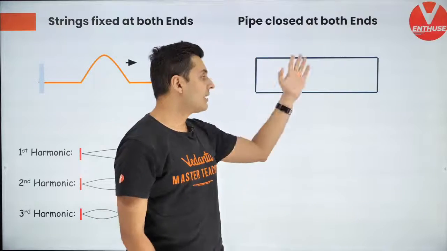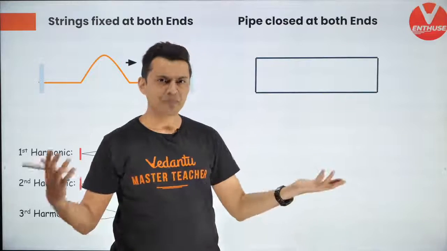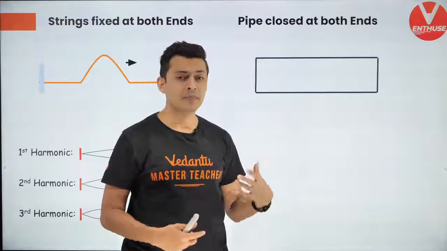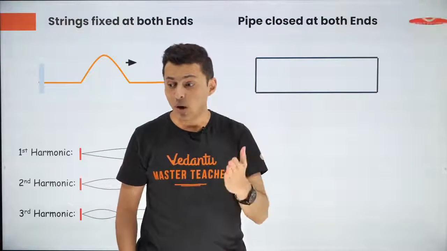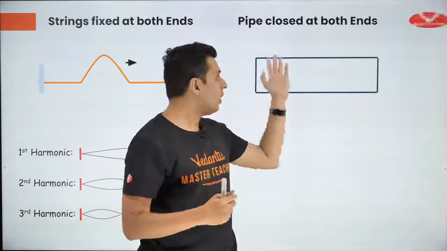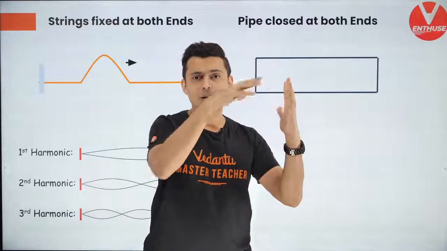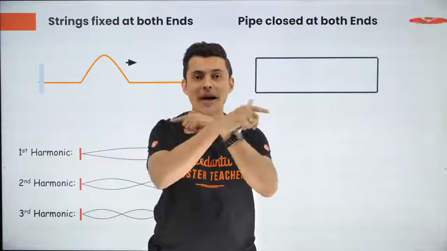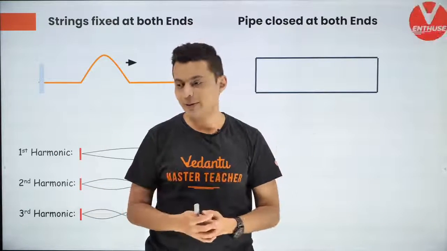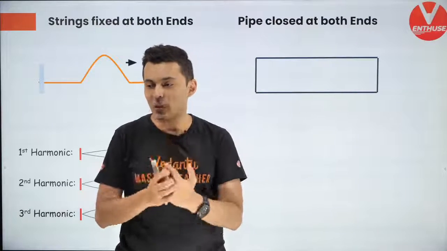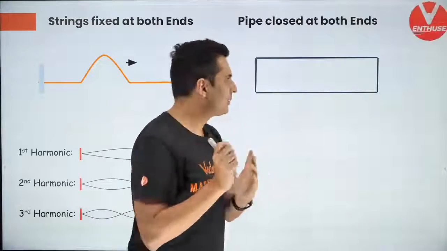Similarly, examples of organ pipes will be trumpet, flute, the mouth organ and all that. So all these are examples of organ pipes, where again you create some sound, that sound gets reflected and comes back, and then you have two waves going in opposite direction, that creates your standing wave again. So that's what we are going to see now.